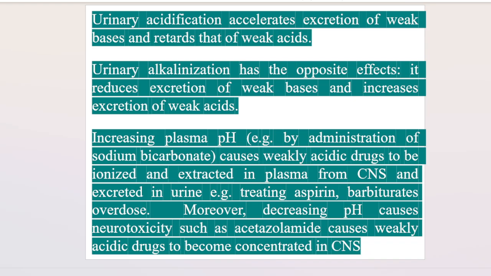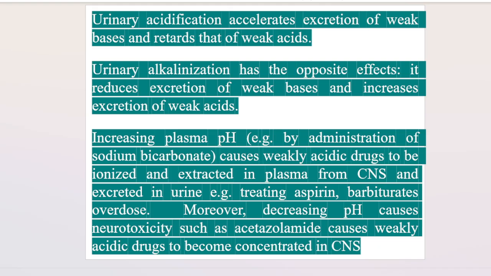Moreover, decreasing the pH causes neurotoxicity. If you decrease the pH in this case, there are chances of neurotoxicity. That drug can go into the CNS, so that will cause toxicity. So decreasing pH causes neurotoxicity, as acetazolamide causes weakly acidic drugs to become concentrated in the CNS.